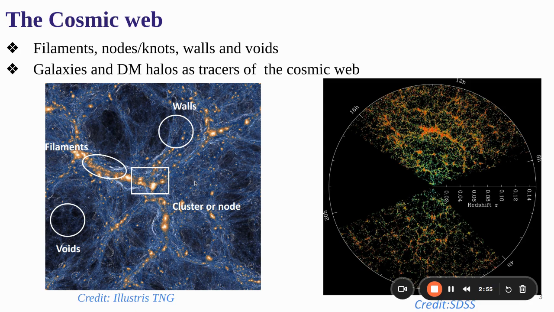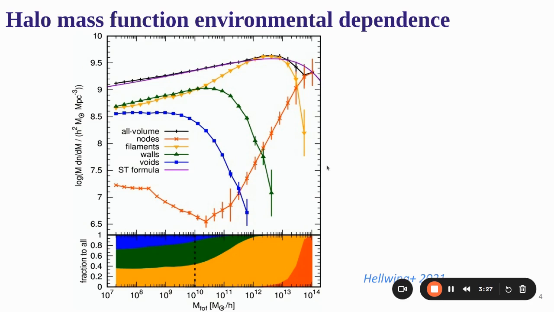So galaxies and dark matter are used as tracers of the cosmic web. We can see from simulation, from illustration, and also from galaxy surveys, this web-like filamentary structure. So if dark matter halos and galaxies live inside these different cosmic web environments, how do these environments affect their properties and distribution? There are a lot of previous works on the environmental effects on dark matter halos and galaxies. One of them is how the halo mass function depends on environment. The halo mass function is the number density of halos in each specific environment.